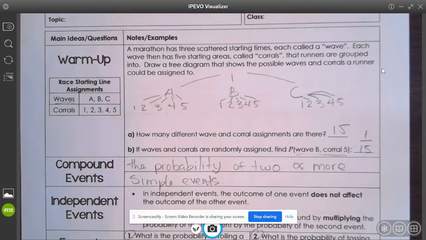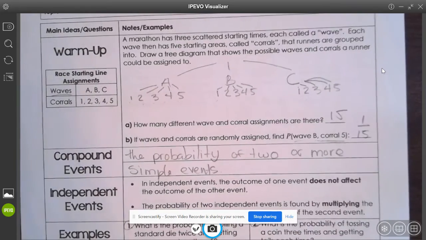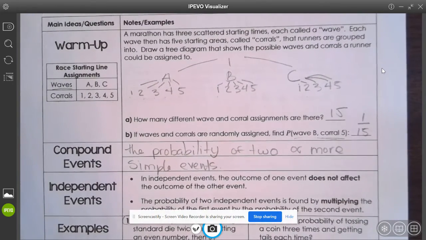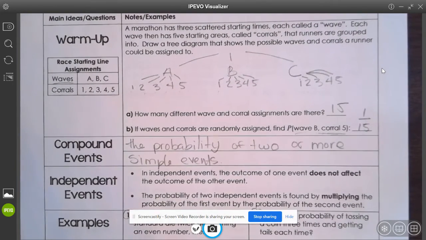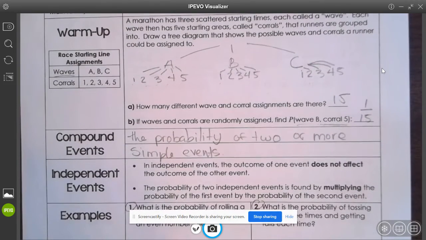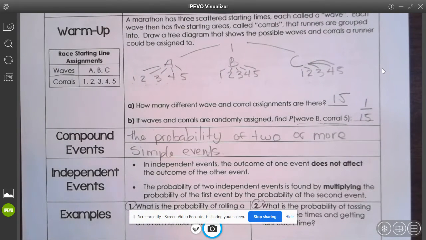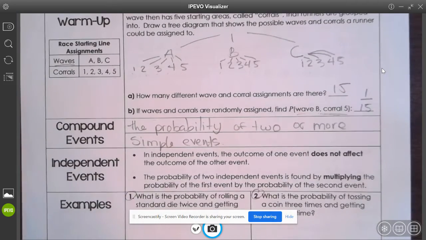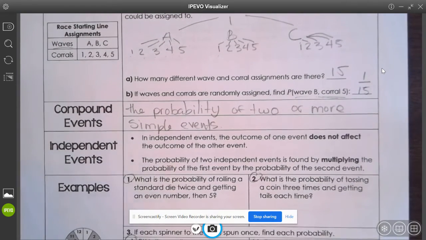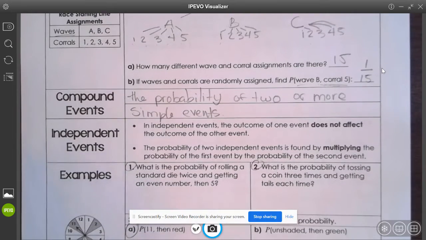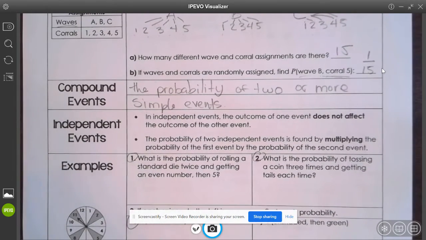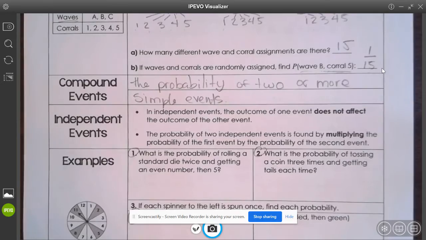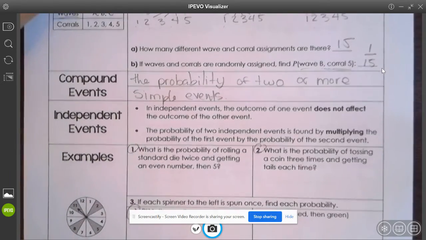Okay. All right. So then it says compound events. The probability of two or more simple events. Okay. So two or more simple events, it can be independent events or dependent events. We're going to look at independent events first. In independent events, the outcome of one event does not affect the outcome of the other event. So they're totally independent from each other.